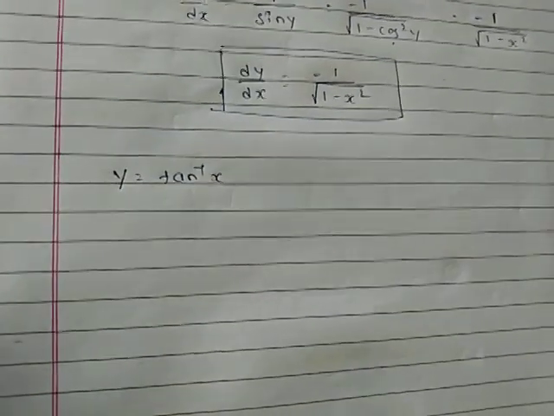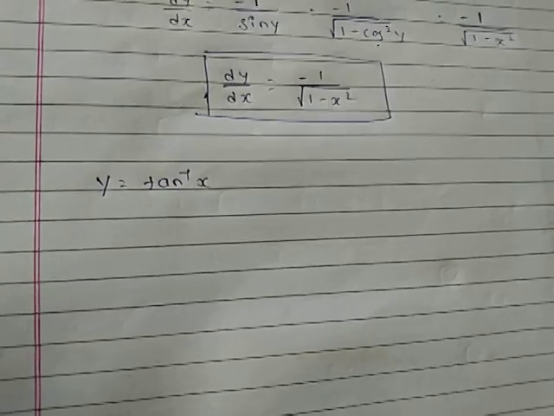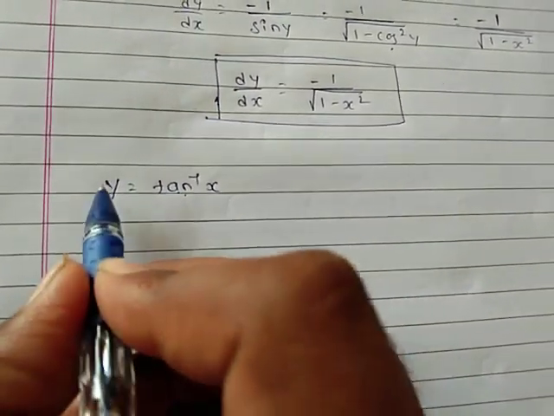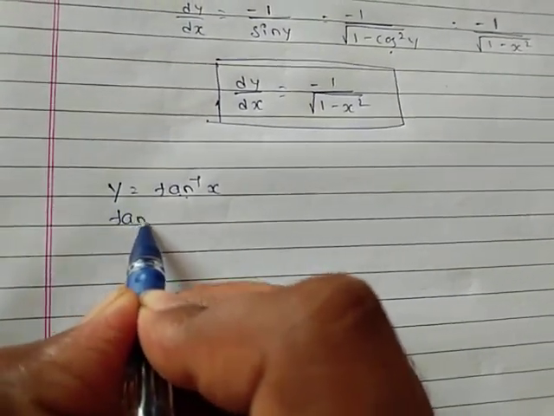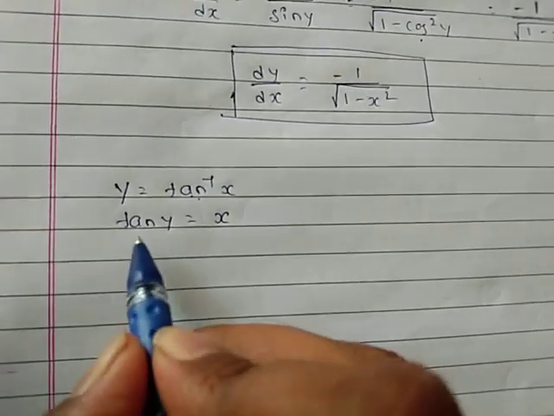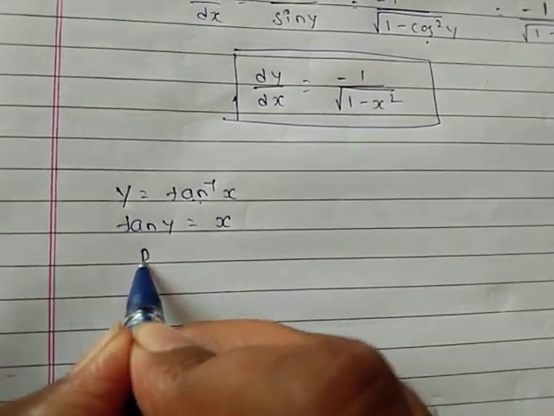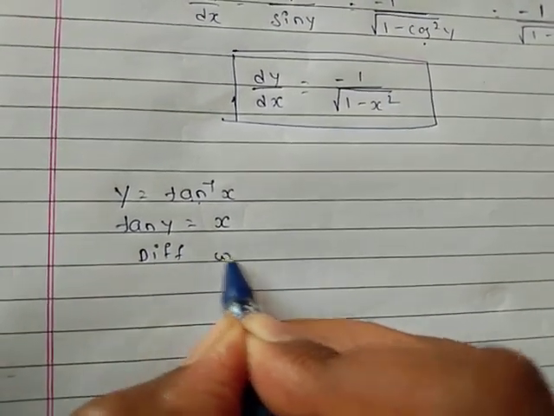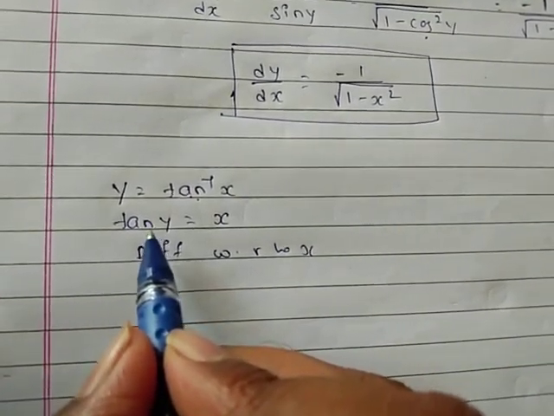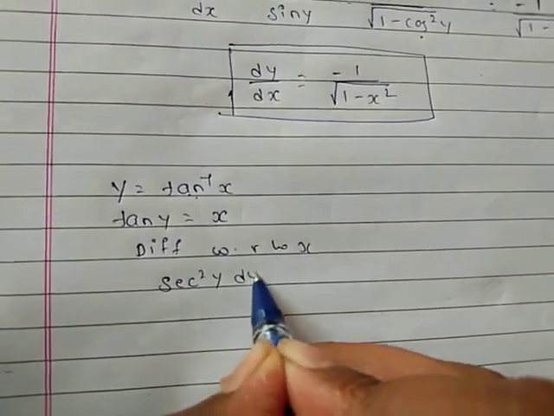So next inverse trigonometric function is tan inverse x. So y is equal to tan inverse x, that is the given function. Again we can shift the tan inverse from RHS to LHS, which is nothing but tan y is equal to x. We know the differentiation of tan y and of x, so we differentiate with respect to x here. What is the differentiation of tan y? It is nothing but secant square y dy by dx.